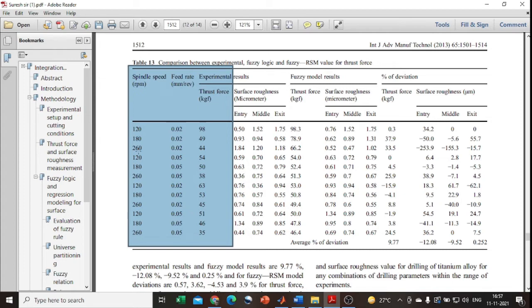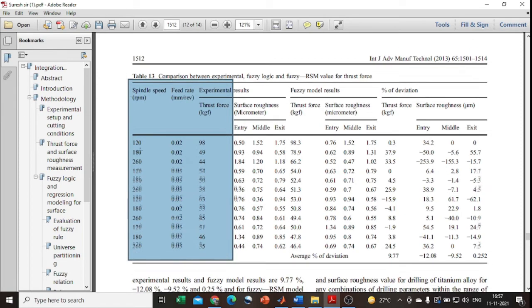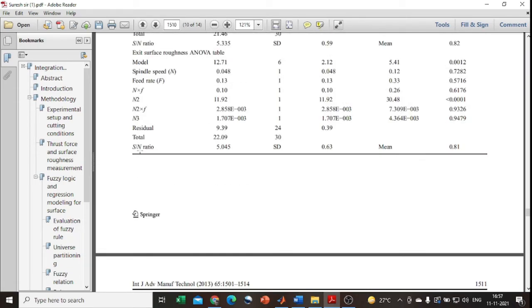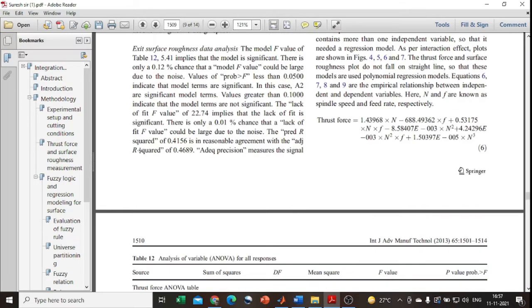And thrust force can be identified through regression analysis. Through regression analysis, I framed the formula as thrust force equal to 1.43968 into n. Similarly, I can create the regression formula for the considered response. Similarly, you may consider your experimental output values for plotting.